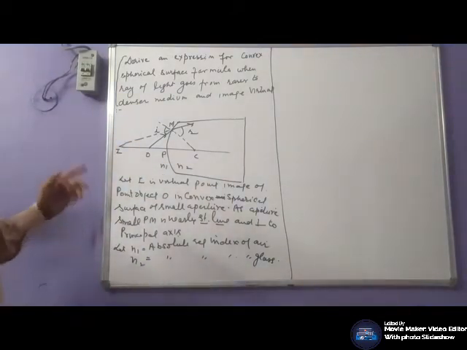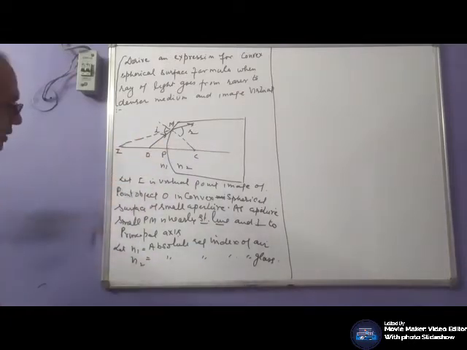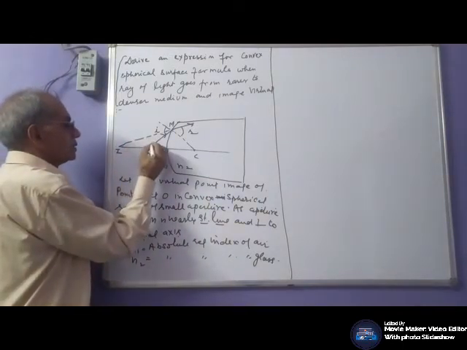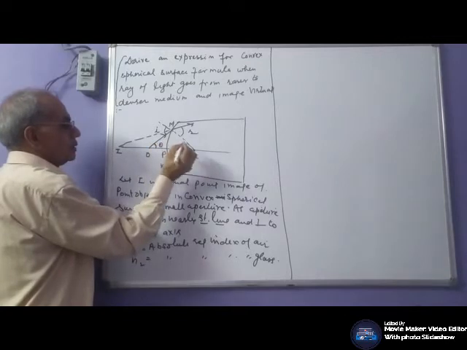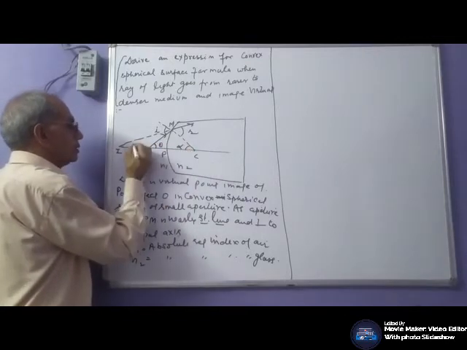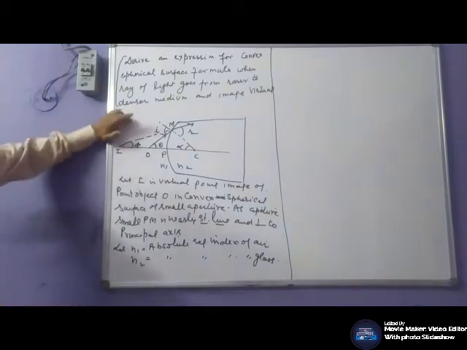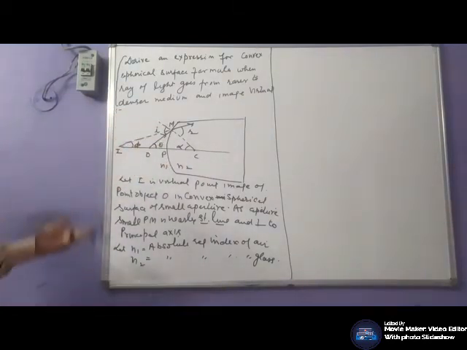N2 by N1 is sin I by sin R. Why? Rays goes from rarer to denser medium. So take angles. This is say theta, this say alpha, this phi. Why? We want to find I and R in terms of these angles so that we can get a solution.